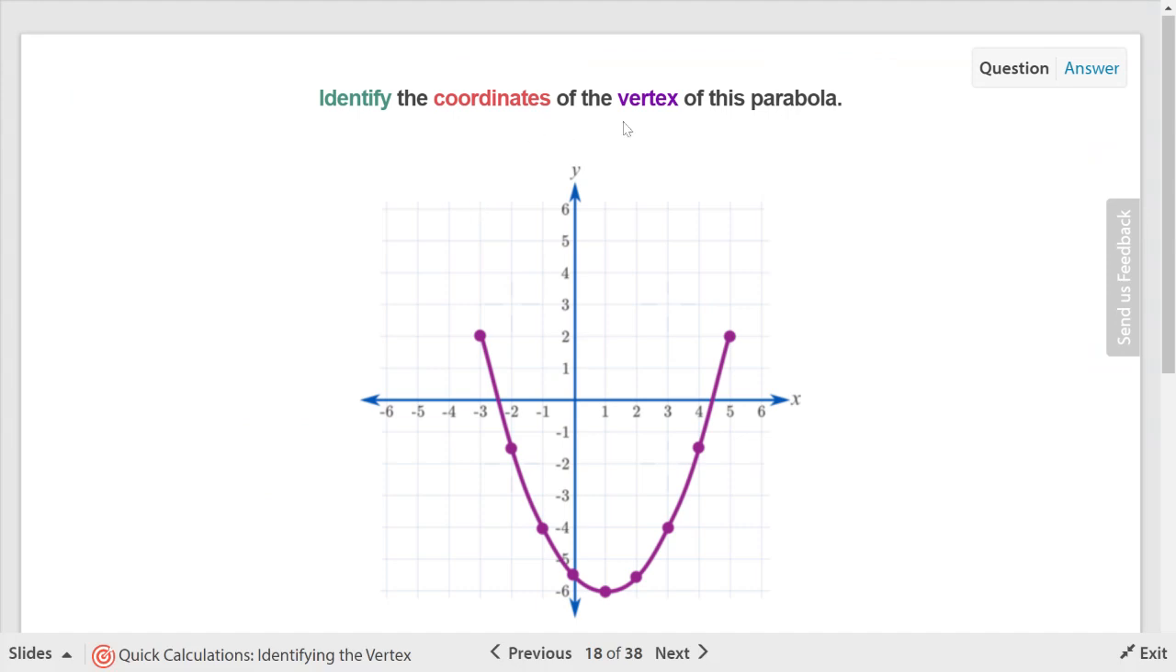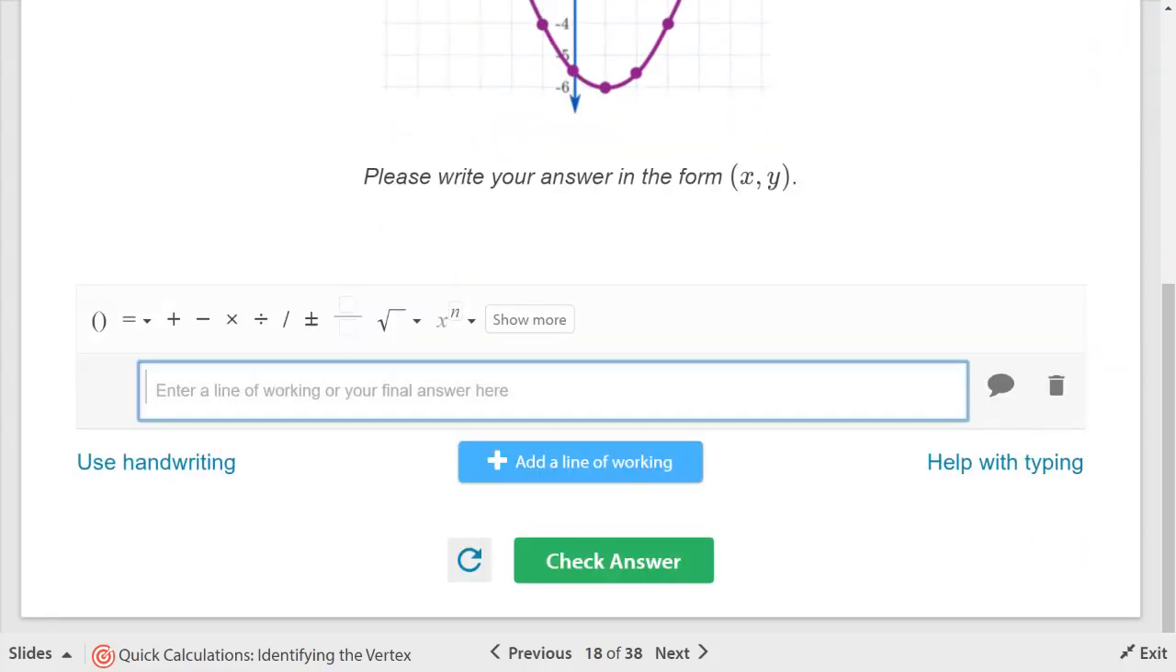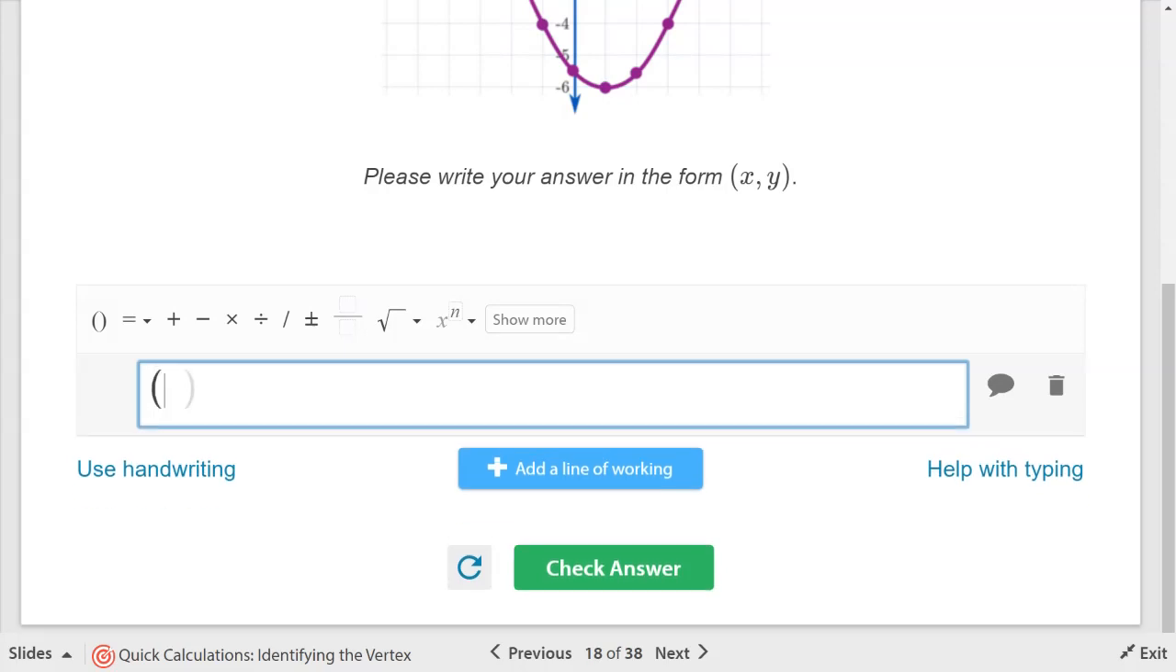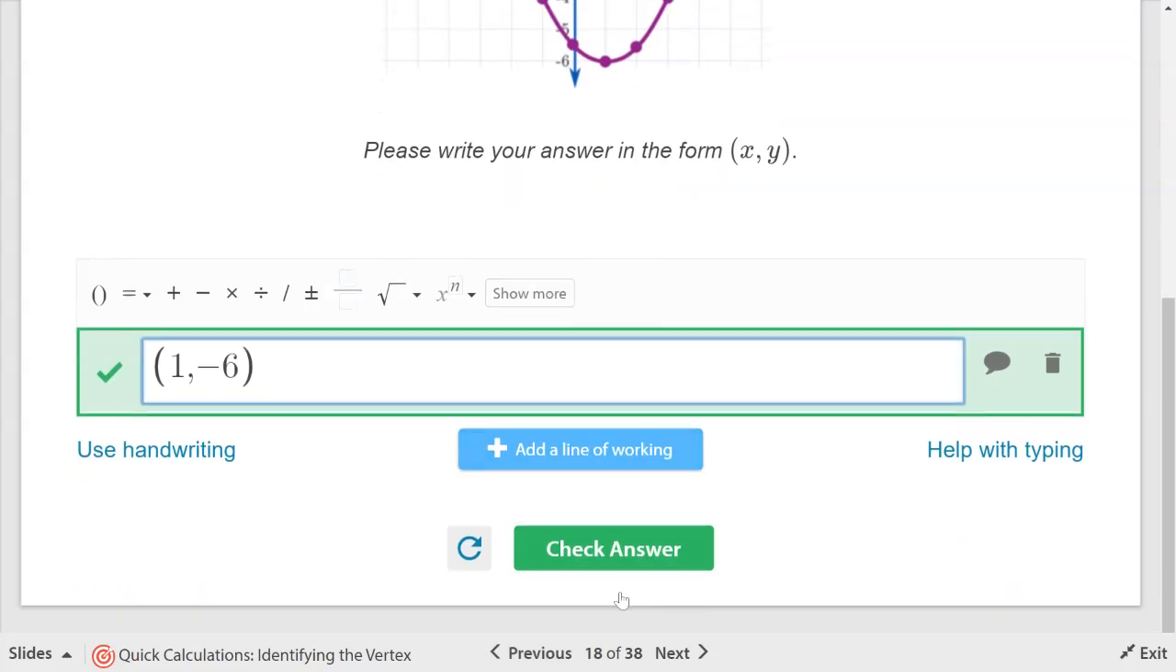Identify the coordinates of the vertex of this one: 1 and -6. So we then write (1, -6), and that's where it turns. The y is -6 and the x is 1. So x is 1, y is -6.